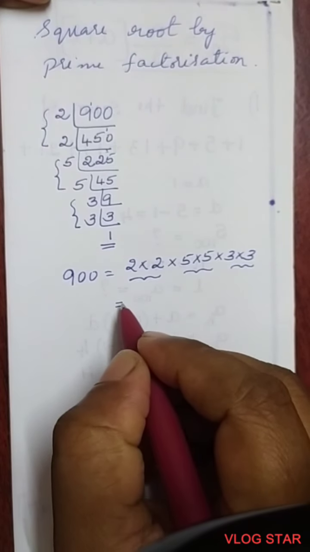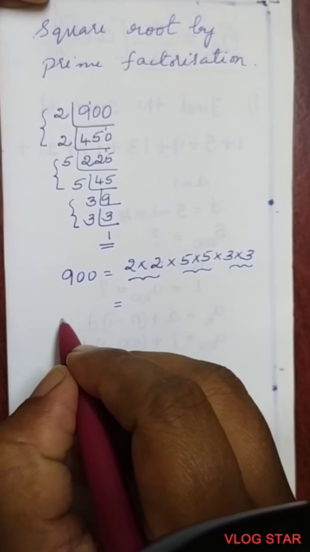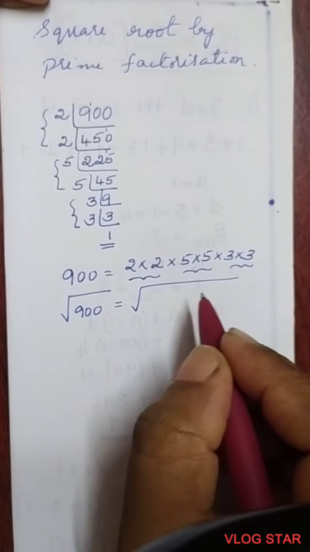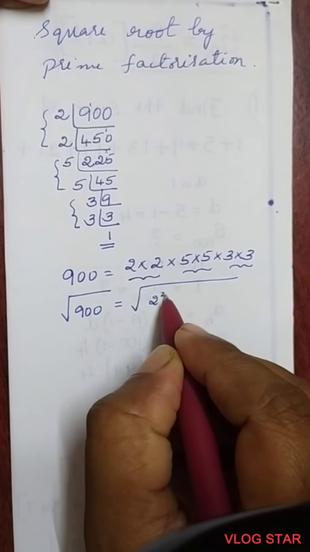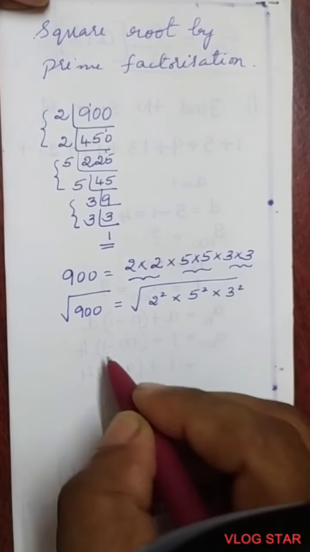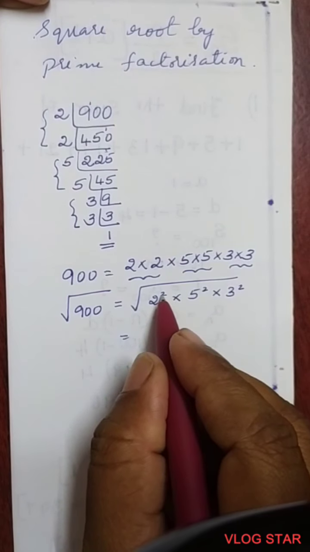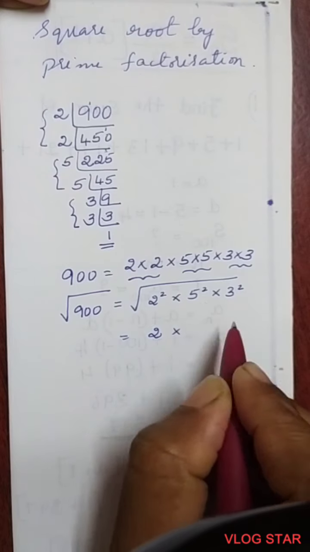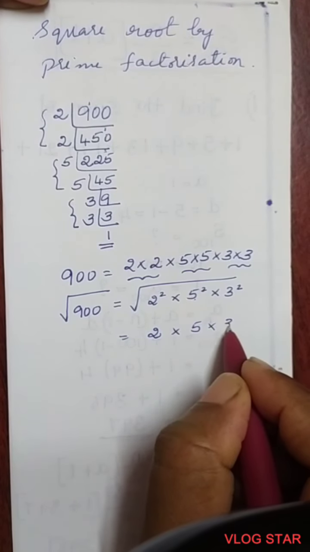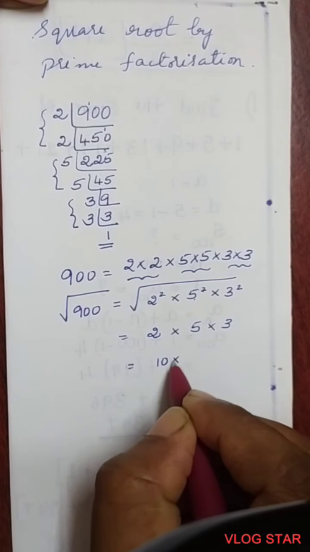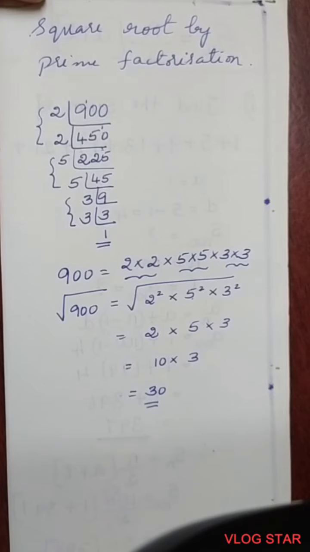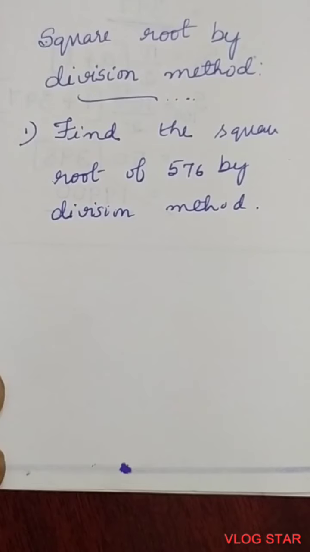To write the square root of this number, we can write inside it 2 square into 5 square into 3 square. So the square root of 2 square is just 2. Square root of 5 square is just 5. Square root of 3 square is just 3. So 5 2s are 10, 10 into 3 is equal to 30. 30 is the square root of 900.